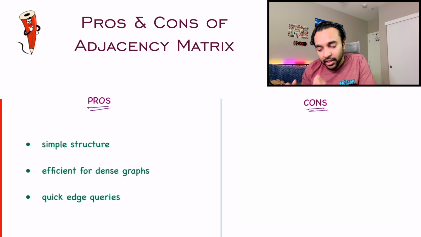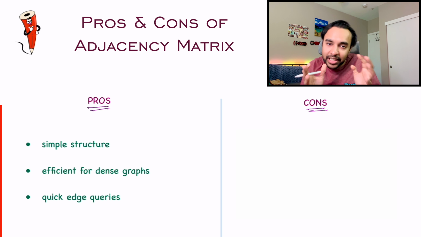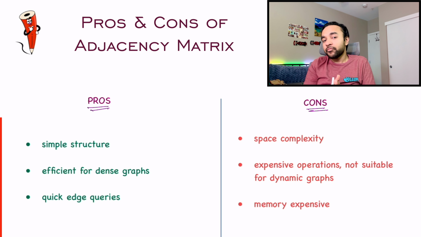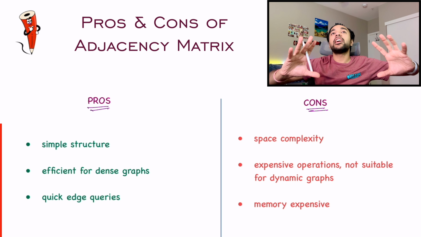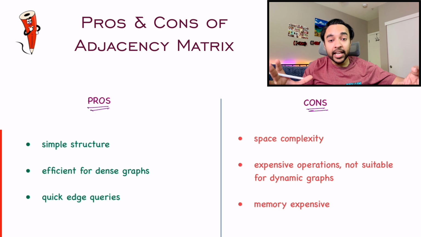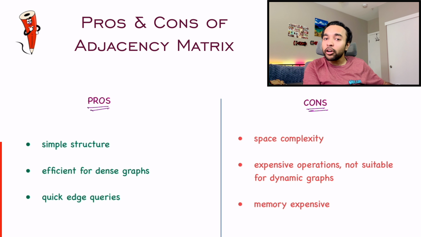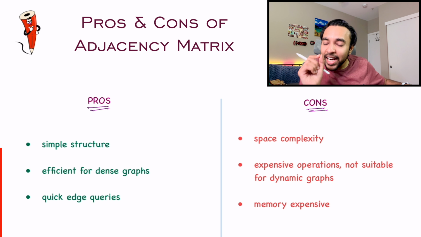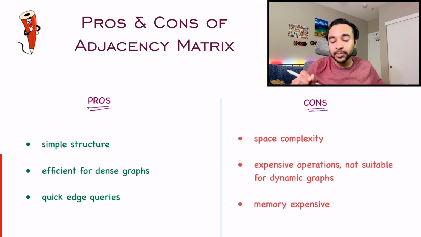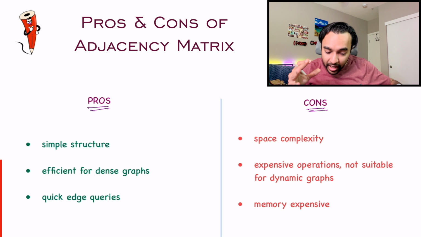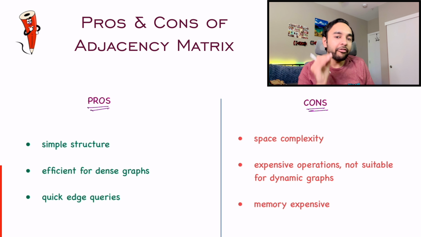At the same time, an adjacency matrix has some disadvantages as well. So, first of all, the space complexity. If you notice, if I have a graph of 10 nodes, then I need a space of 10 cross 10. That is straight away order of n square. And that is not desired in a lot of places. Try to think about it. All of the operations are very expensive.